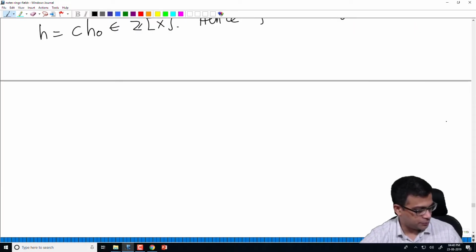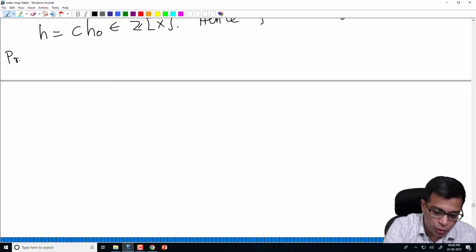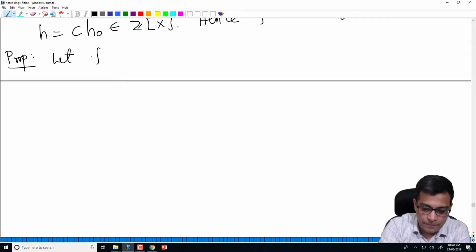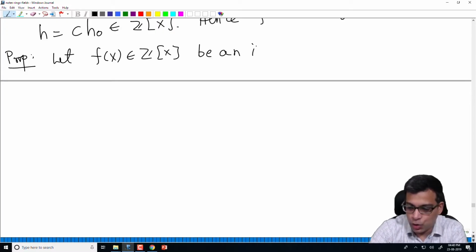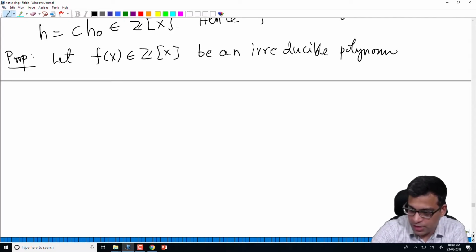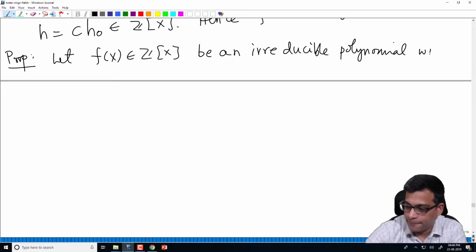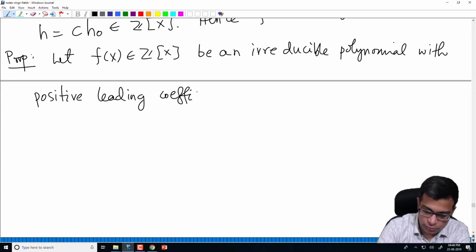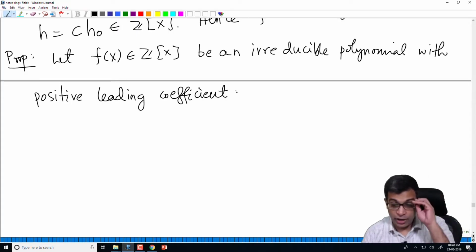Now I am going to prove a nice fact before we finally prove that Zx is a UFD. So I am going to call this a different proposition. It says: let f(x) be an irreducible polynomial in Zx with positive leading coefficient. So I am going to take an irreducible polynomial, remember, irreducible in Zx.